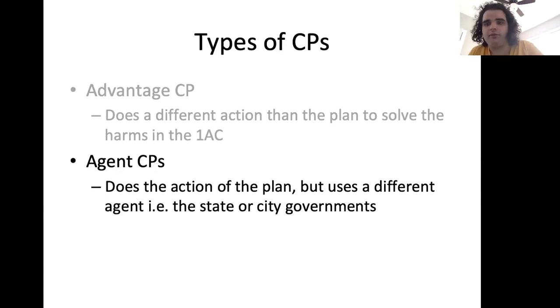You change the agent of the plan and have some other agent do it instead of the federal government, right? And the affirmative always has to defend that the federal government is the key actor for their plan, right? And I already kind of explained what a potential net benefit scenario would be there, right? And then finally, there are also plan inclusive counterplans, or what's known as PICs, which stands for plan inclusive counterplans.